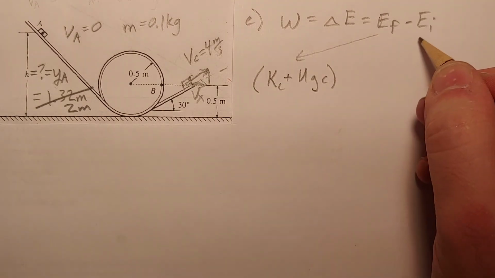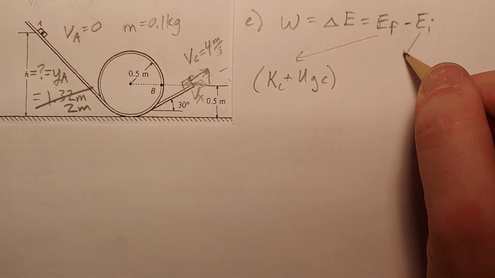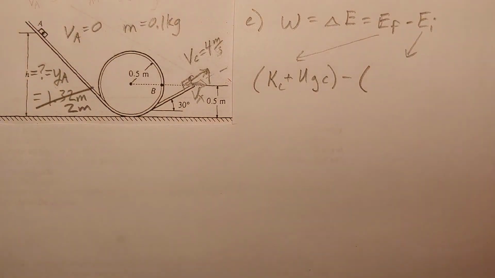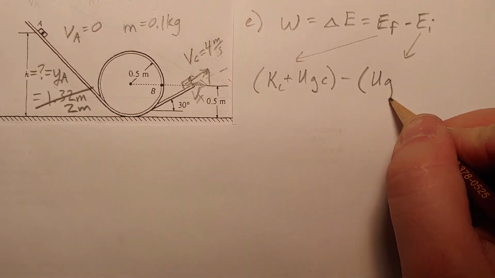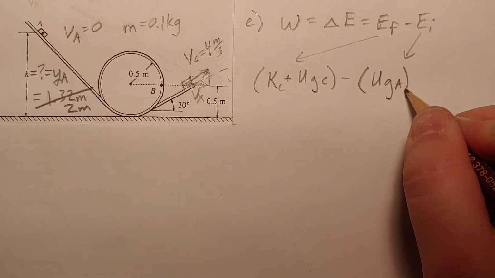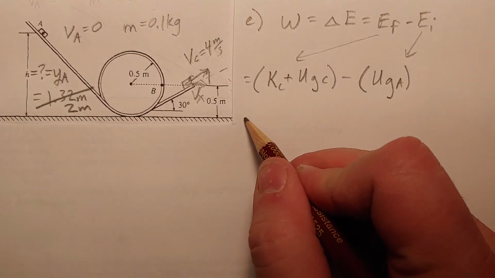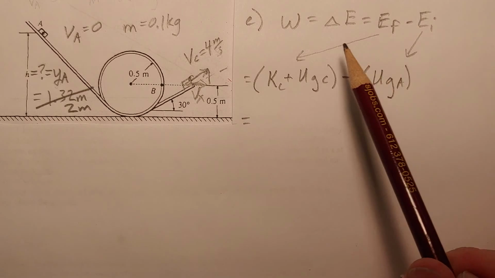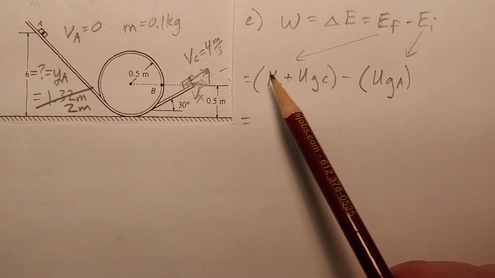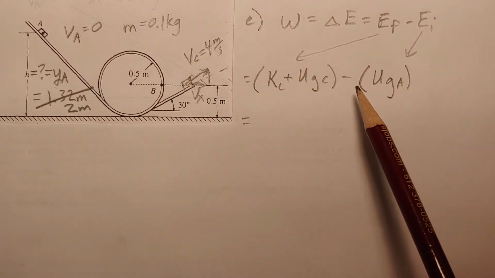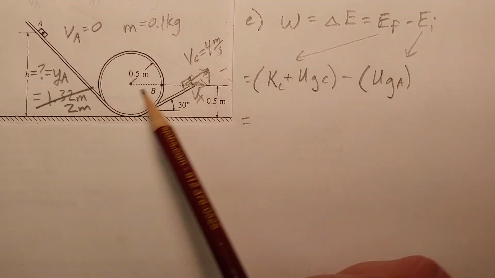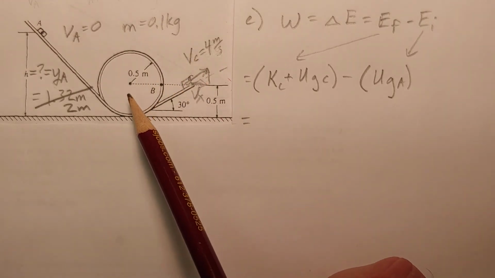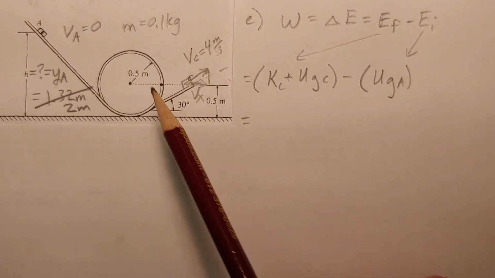And the initial point is going to be over here at point A. And we know it has no kinetic energy because it's not moving, so it only has gravitational potential energy. So it'll be the gravitational potential energy at point A. And so really what I'm doing here is I'm subtracting the mechanical energies, and I'm going to figure out how much the mechanical energy changed. Obviously, the total energy of the system is going to stay the same because when friction generates some heat, it's just going to warm up the block and the track and stuff.